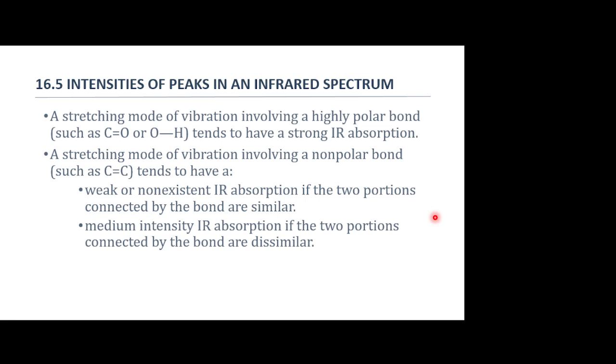Okay? So for example, you could still get an infrared band with all the atoms being equal. You just need them to bend. Okay? If it bends, it's going to expose a dipole, isn't it? It's going to make a dipole. Okay? So medium intensity infrared absorptions are going to happen if the two portions connected by the bond are dissimilar and not super polar.